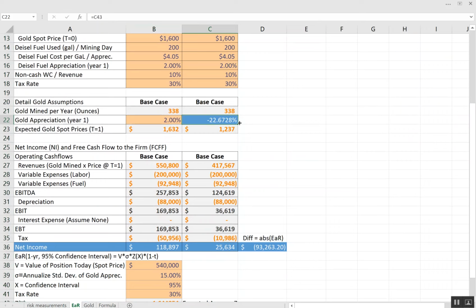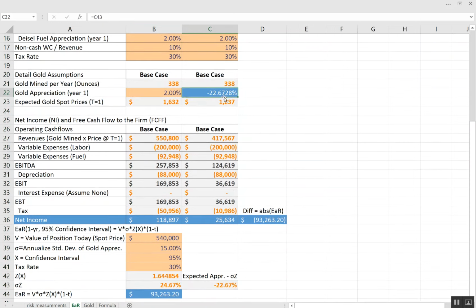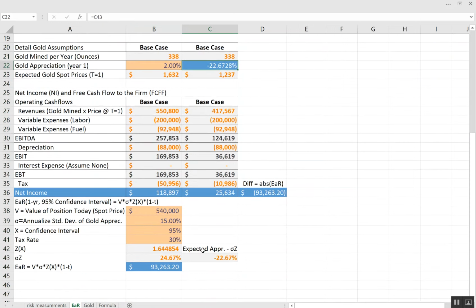What would the profits or free cash flows be if the change in gold prices was negative 22.67%, which is negative 24%, is 24% below the expected. And that's what I calculate here. That's Z times sigma. So if that happens, notice that the profits go to 25,634, which are 93,000 less than expected. And that's what EAR exactly is calculating.